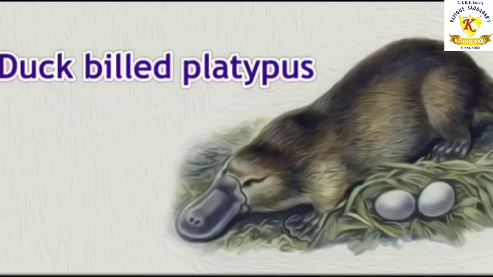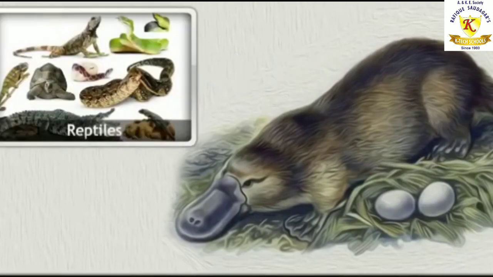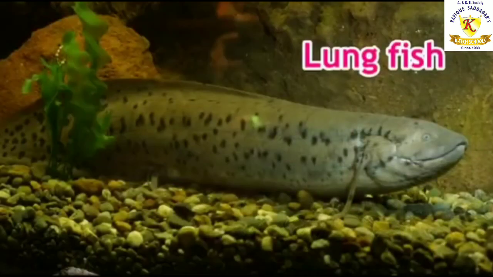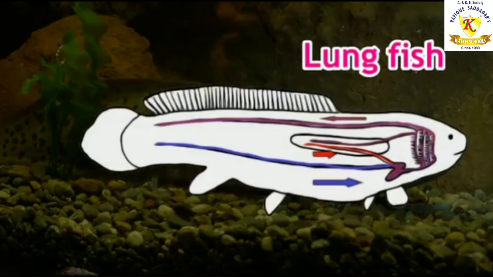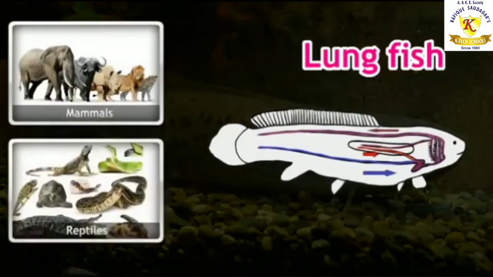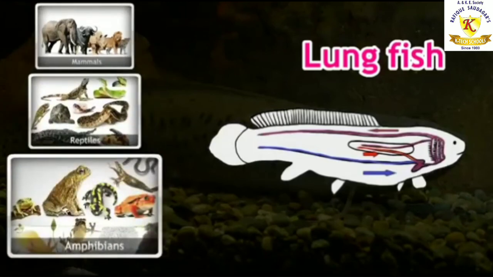Similarly, duck-billed platypus lays eggs like reptiles, but shows relationship with mammals too, due to the presence of mammary glands and hairs. Lungfish performs respiration with lungs, irrespective of being fish. These examples indicate that mammals are evolved from reptiles and amphibians from fishes.